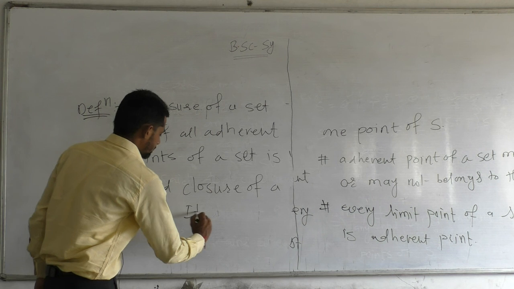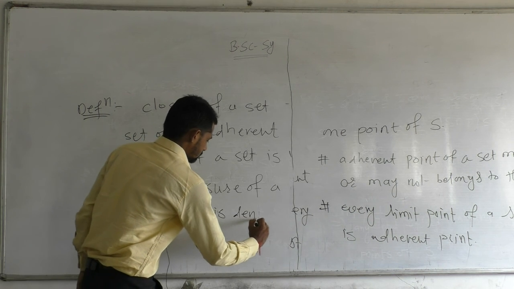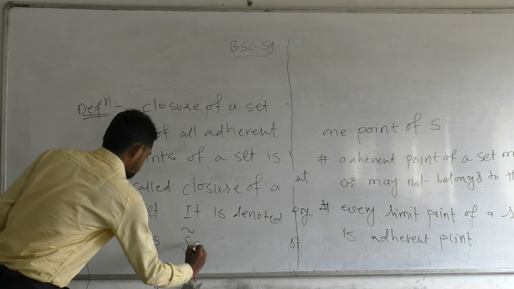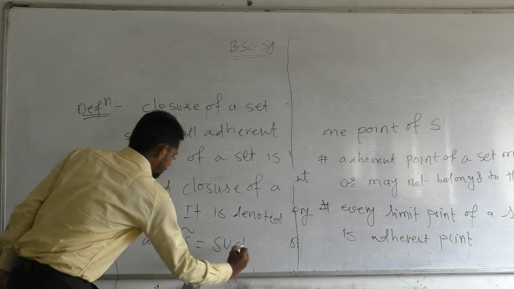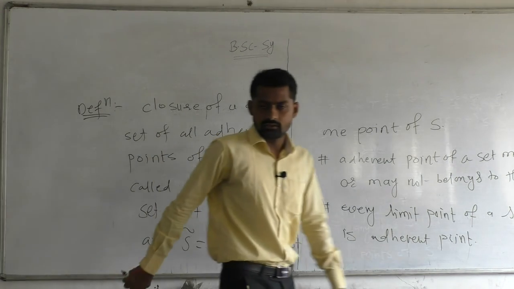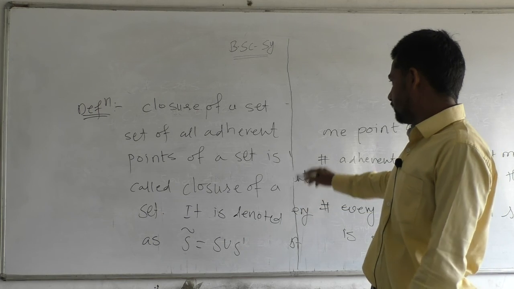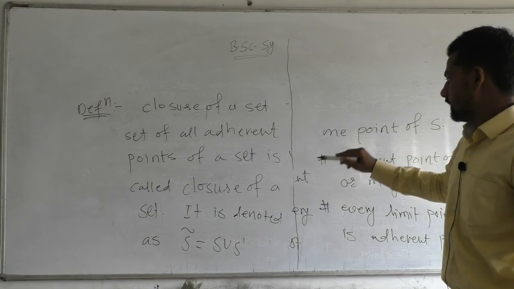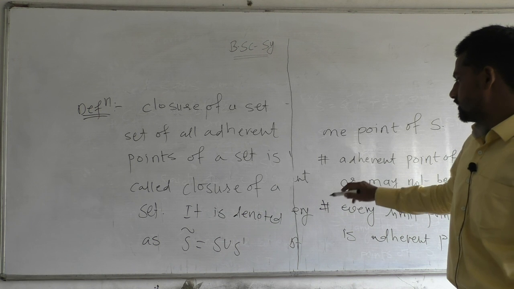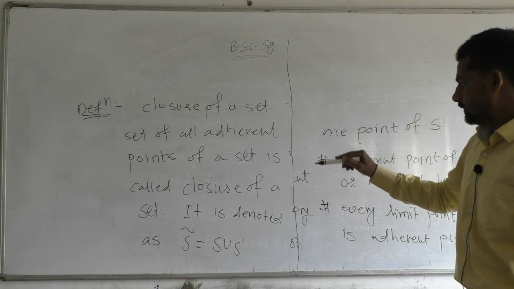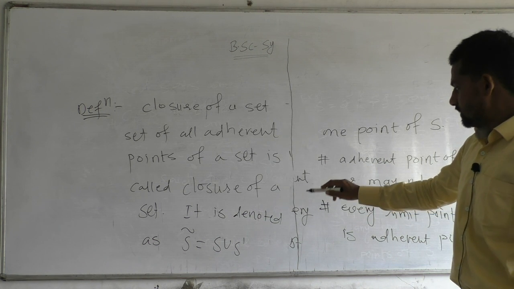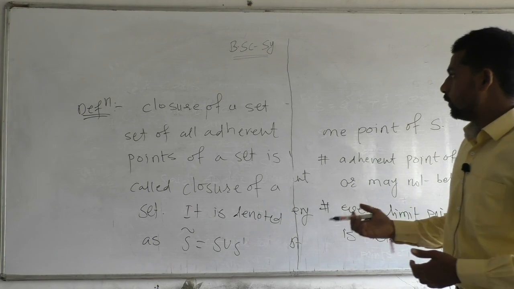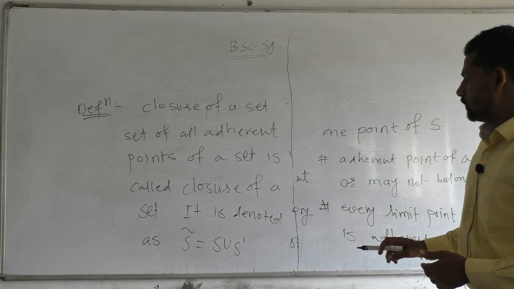It is denoted as S closure, which is nothing but S union S dash, because every limit point is an adherent point. So we can define closure of a set as the set of all adherent points of a set, denoted by S closure, which is equal to S union S dash, because every point of a set is also an adherent point and every limit point of a set is also an adherent point.